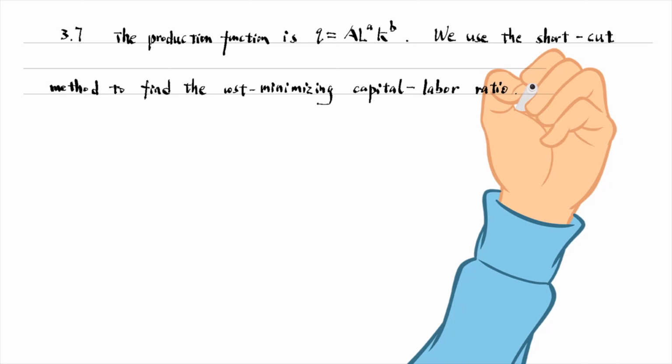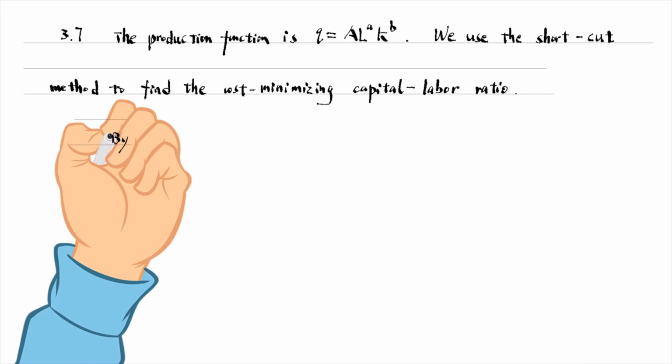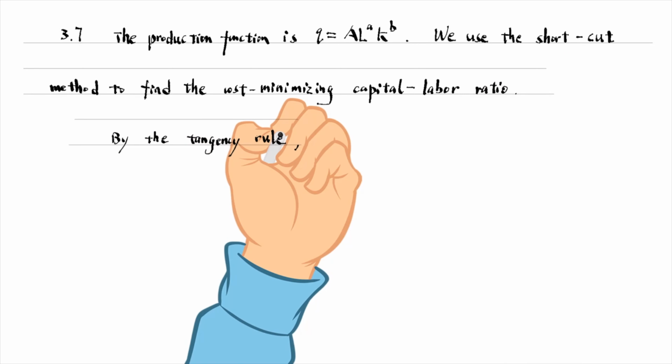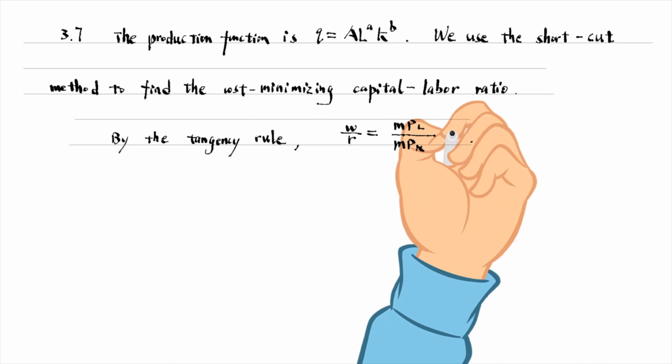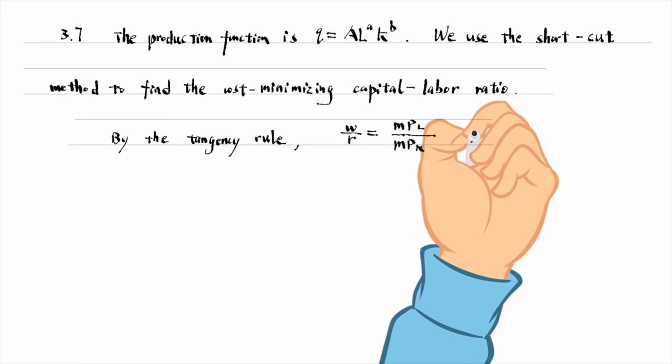The shortcut method uses the fact that if there is an interior solution to the minimization problem, the isoquant is tangent to the isocost line at the cost-minimizing combination of the inputs. By the tangency rule, the factor price ratio equals the marginal product ratio. The former is the slope of the isocost, and the latter is the slope of the isoquant.